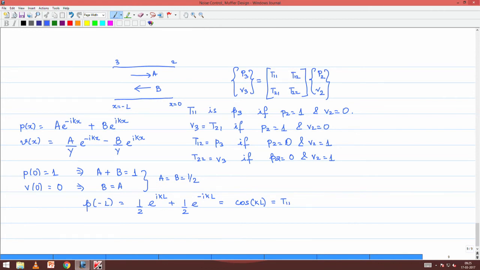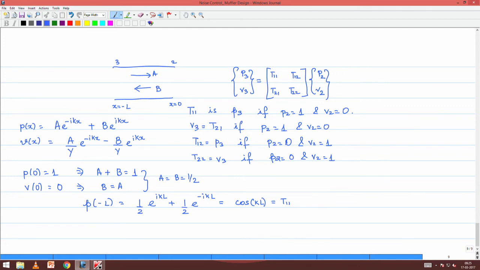because as per the definition T11 is the value of pressure obtained at station 3 if somehow you are able to maintain the value of pressure at station 2 to be equal to unity, but the value of velocity at station 2 is maintained at 0. So, with these conditions we are actually able to solve for and obtain the value of pressure which is given by cos k L. So, therefore, T11 is basically this value.